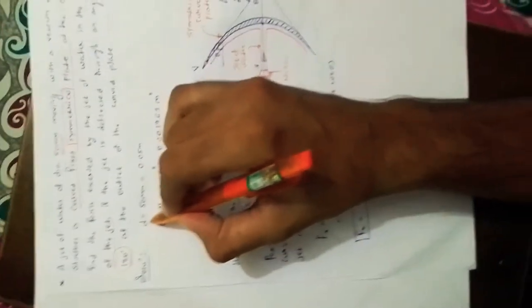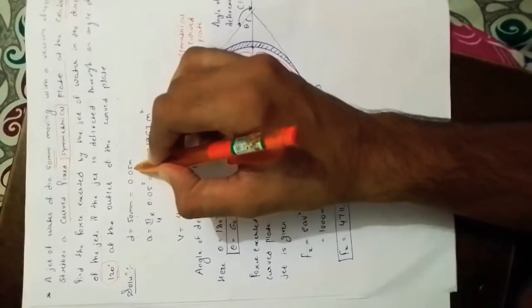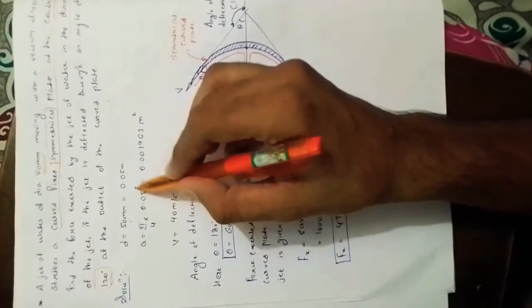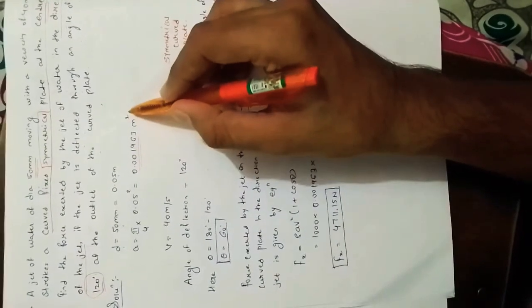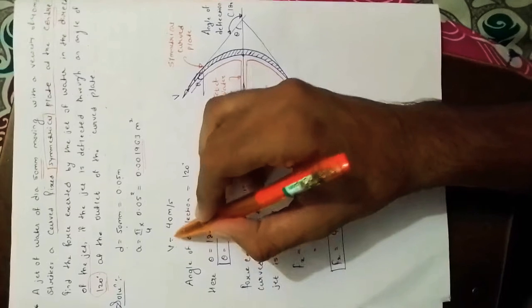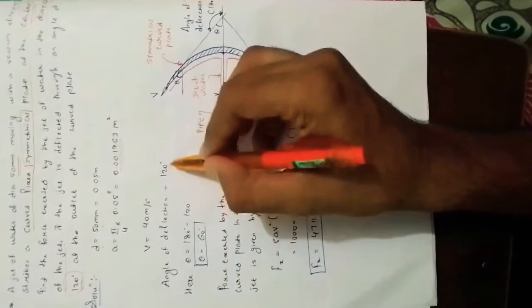So first is D. D is equal to 50 mm. So we will be converting into meter, equals 0.05 meter. Second, area equals pi by 4 into d square. So it is equal to 0.001963 meters square. Correct. Next is velocity. Velocity equals 40 meter per second. They have given here. Correct. Next, angle of deflection. Angle of deflection equals 120 degree.